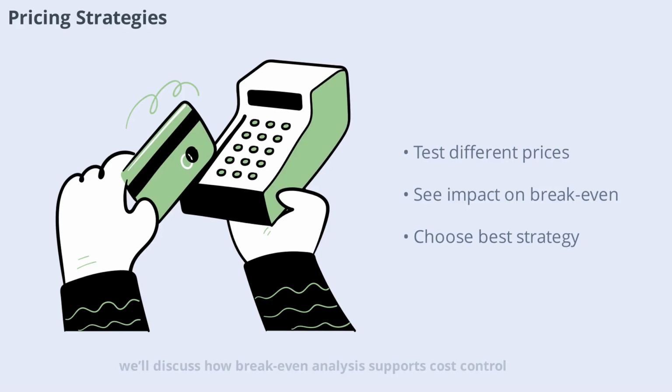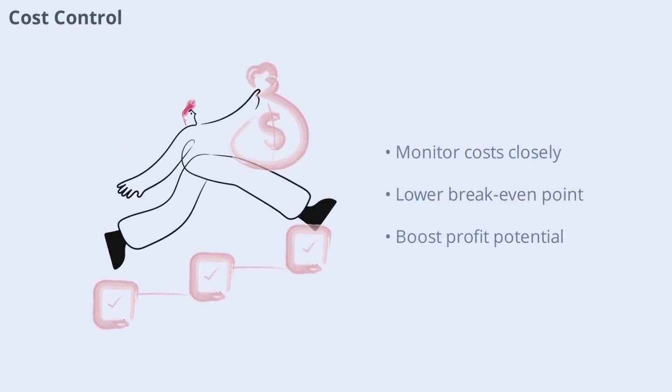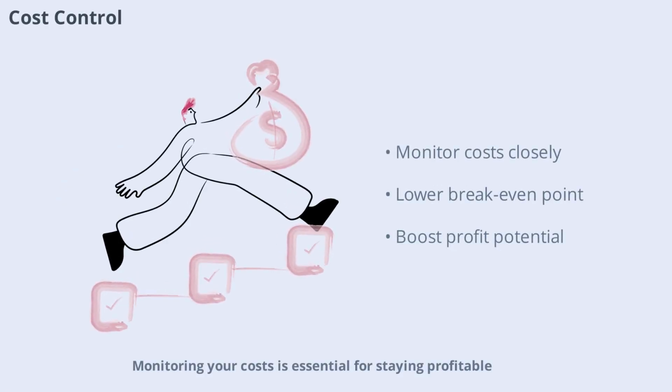In the next scene, we'll discuss how break-even analysis supports cost control. Monitoring your costs is essential for staying profitable. Break-even analysis highlights the impact of both fixed and variable costs on your bottom line. By regularly reviewing your costs and looking for ways to reduce them, you can lower your break-even point and increase your profit potential.